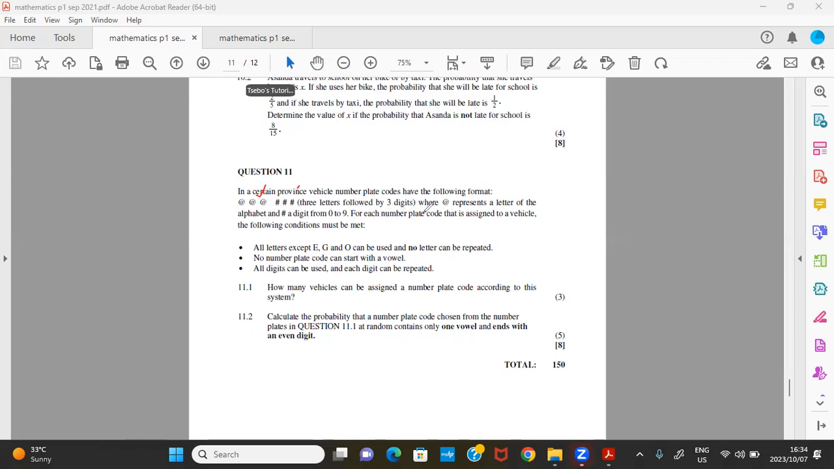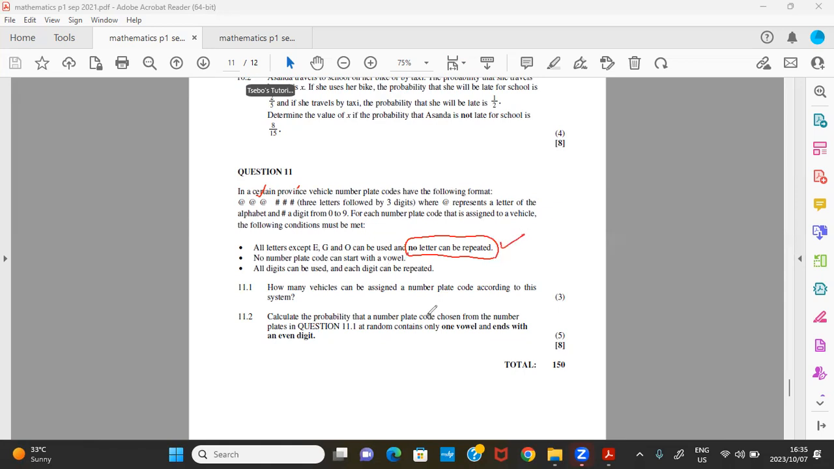They say for each number plate code that is assigned to a vehicle, the following conditions must be met. So they are giving us restrictions. Let's read the restrictions. All letters except E, G, and O can be used, and no letter can be repeated. So this is very important. When they say no letter can be repeated, that's very important.